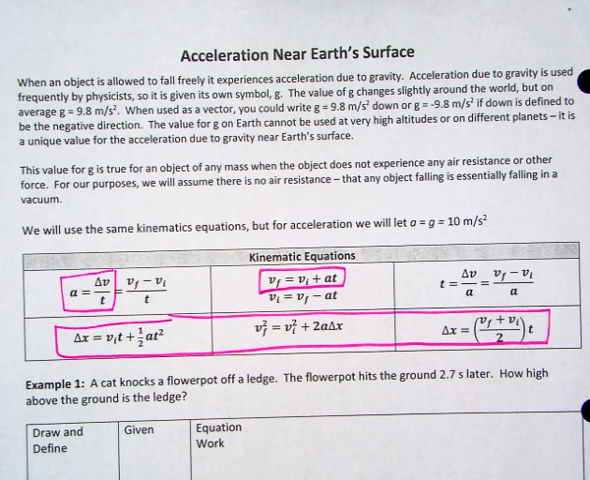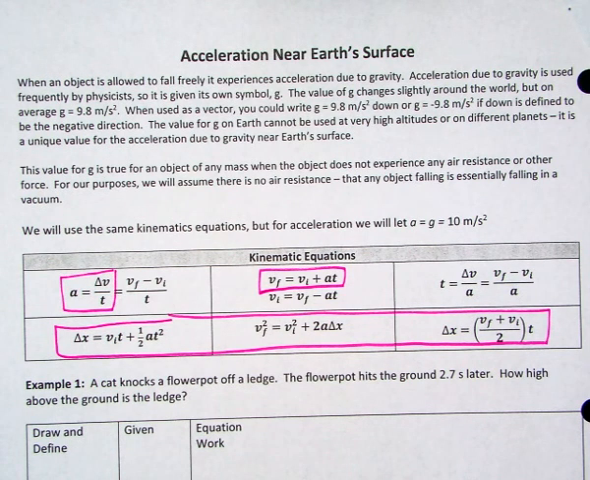Now, can something be moving up and have acceleration due to gravity? Yes. If the motion is upward, what's the direction of acceleration? What's going to happen when it moves up? It's going to slow down, and it's going to come to a stop. And why does it slow down if it's moving upward? Because acceleration is directed downward.